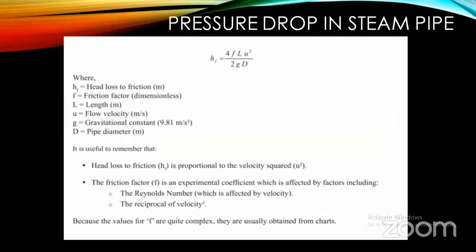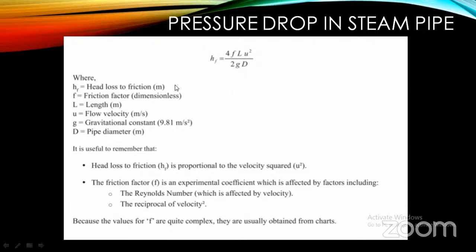So this is the principle for the flow inside the steam pipe, which is again given by the equation hf equals 4fLU square by 2gD. Based on this equation, problems may be asked. hf is the head loss due to friction. f is the friction factor. It is always in the form of a chart or a tabulated value, and in our case, the value of the friction factor will be given in the problem. L refers to the length of the pipe, U is the flow velocity, g is the gravitational constant, and D is the pipe diameter.